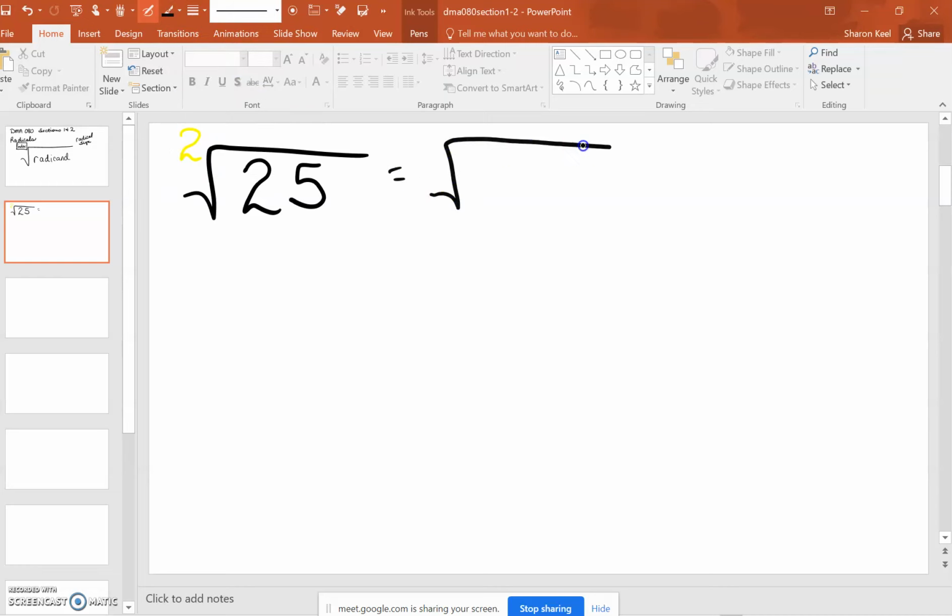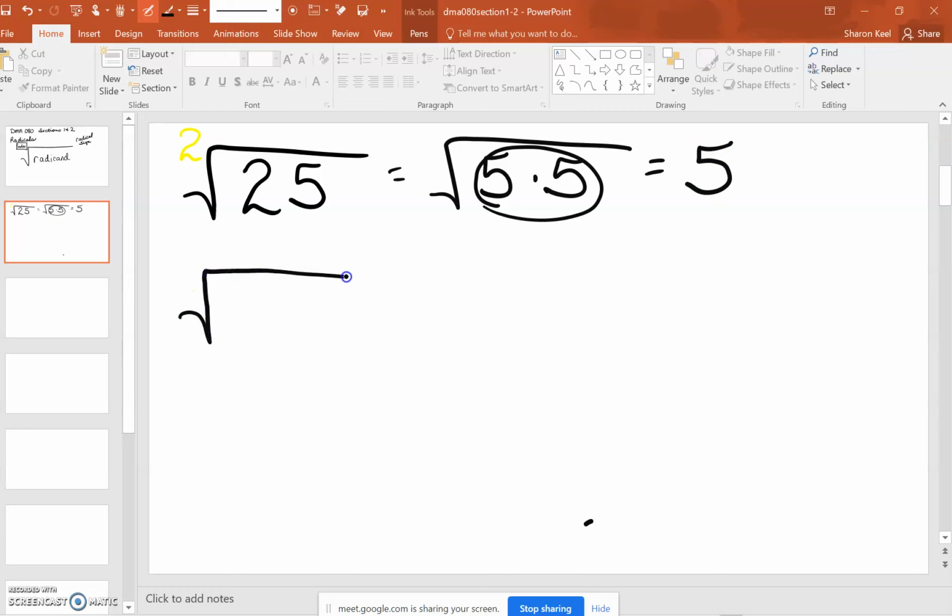What happens is if we factor 25, we would get 5 times 5. In order for a number to come out from under the radical when the index is 2, we need a pair of the same number for that value to come out. So that would be a 5.